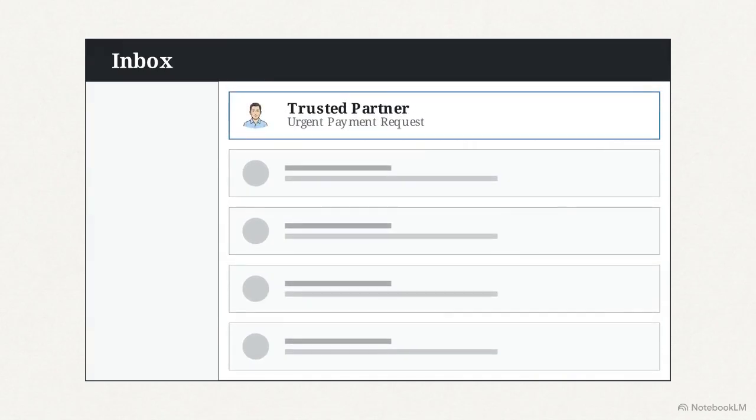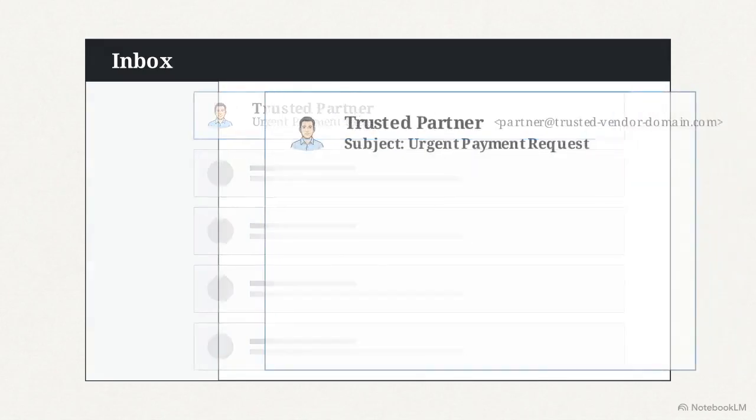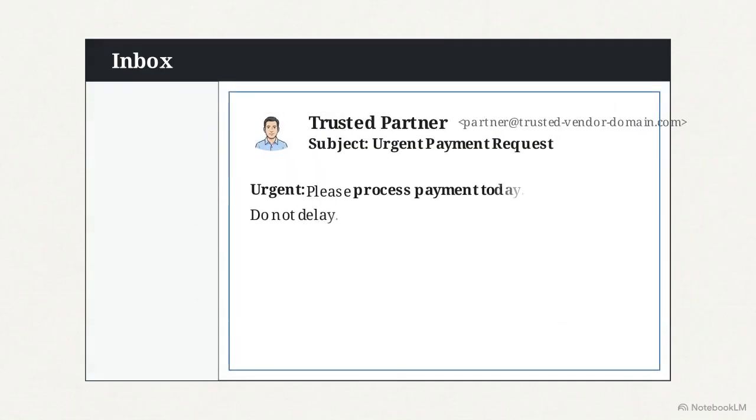Take a look at this inbox interface. You are working at your desk and this message arrives. It appears to come from your boss, a vendor, or a trusted business partner. The message reads, "Urgent, please process payment today. Do not delay. I am in a meeting and cannot take calls."